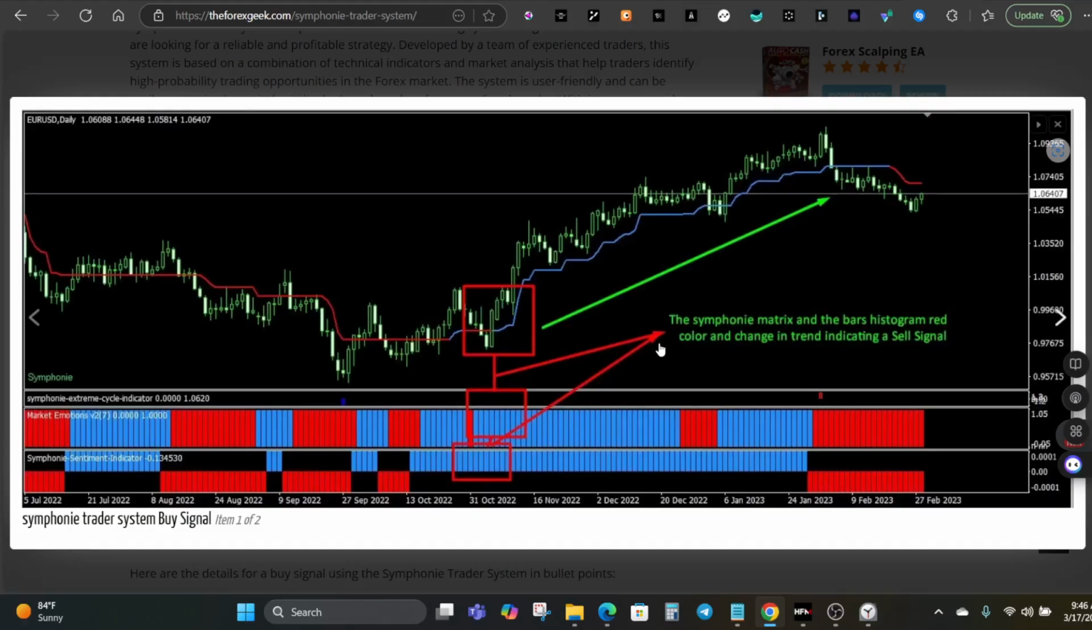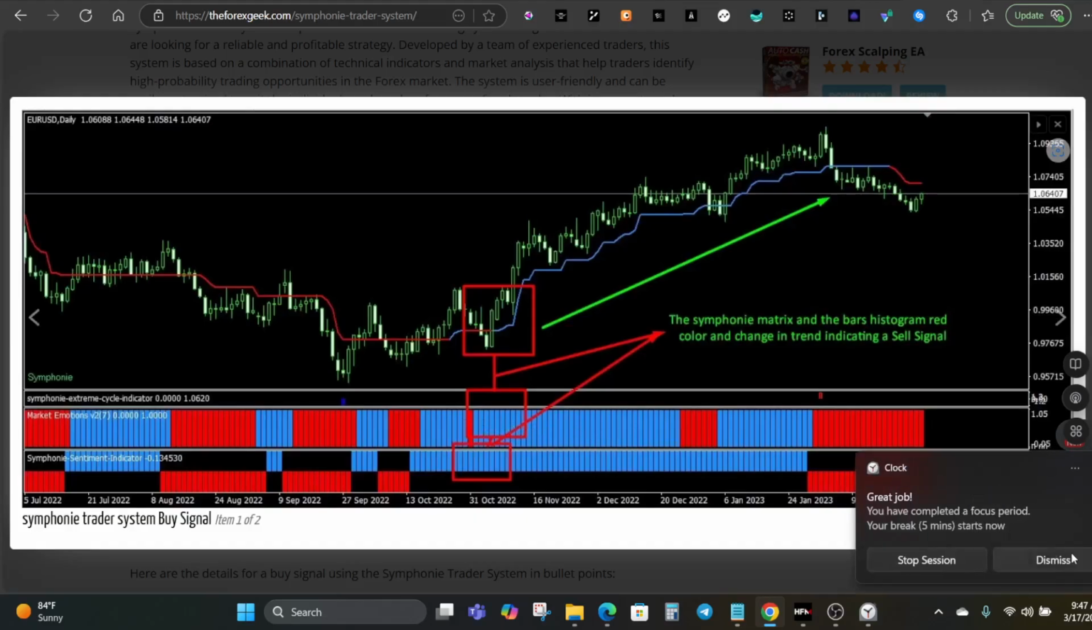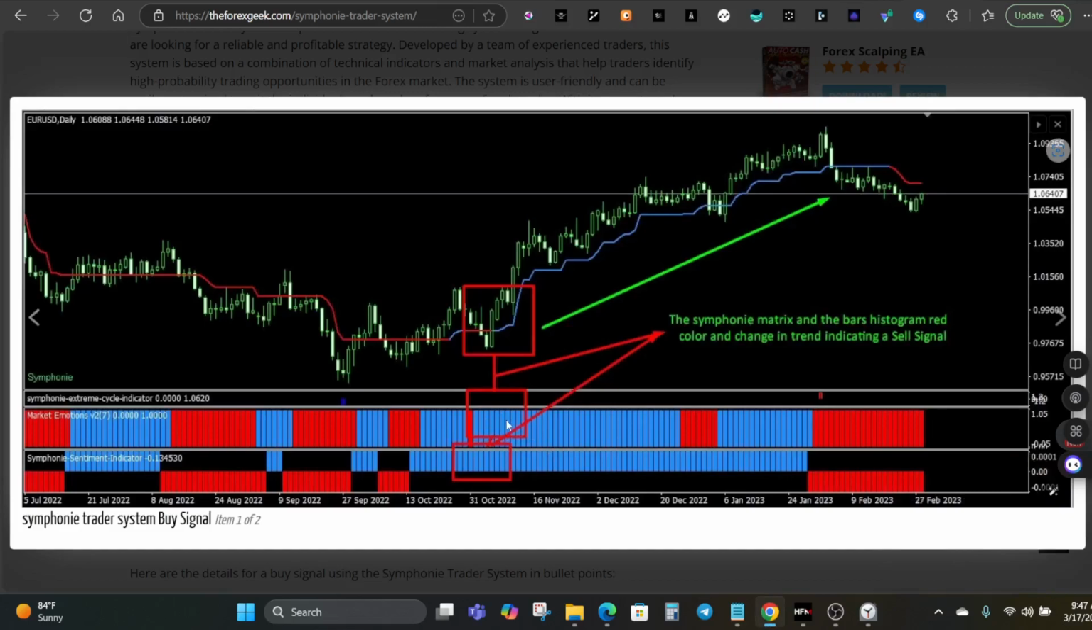For your buy signals, you have to watch out for this indicator to turn blue, and you have to have price trading above it. And then you have the Symphonie Extreme Cycle indicator, which is for the market emotions. You need to have this market emotions indicator blue in color. It has to be blue in color. And then your sentiment indicator should also be blue.